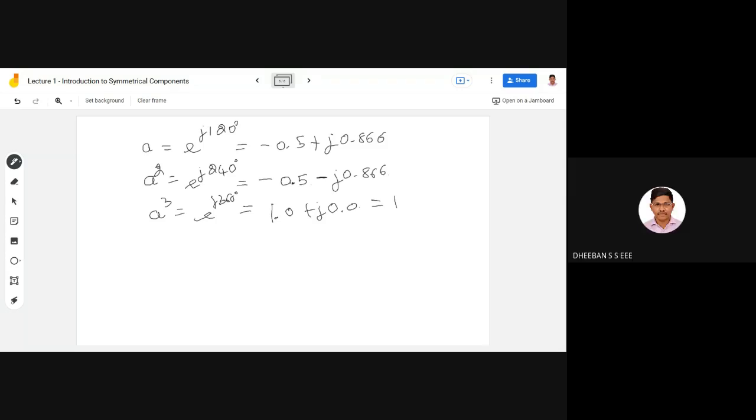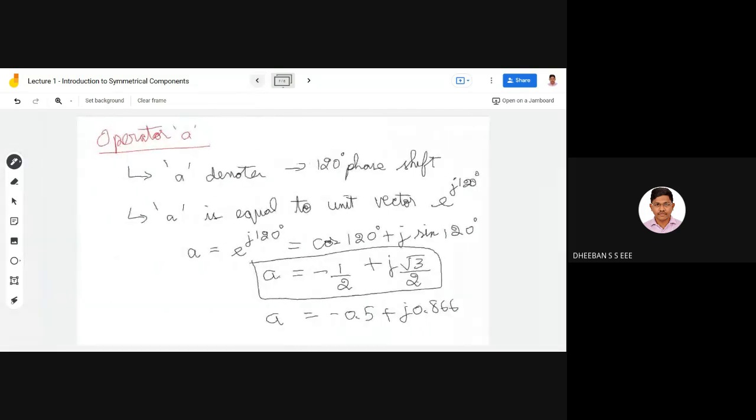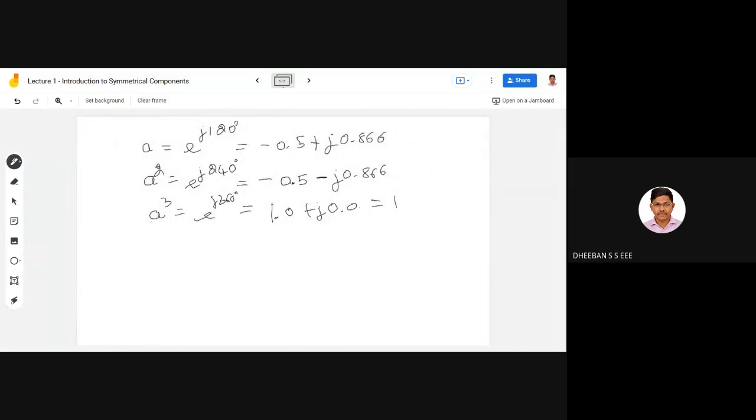So this is with respect to your A operator. Okay, I hope you are able to understand it. And now we will be moving towards the symmetrical components, that is, unbalanced components. How do you convert to a balanced system? So we will be seeing how to convert an unbalanced system to a balanced system using the symmetrical components. So we will be dealing with that now.